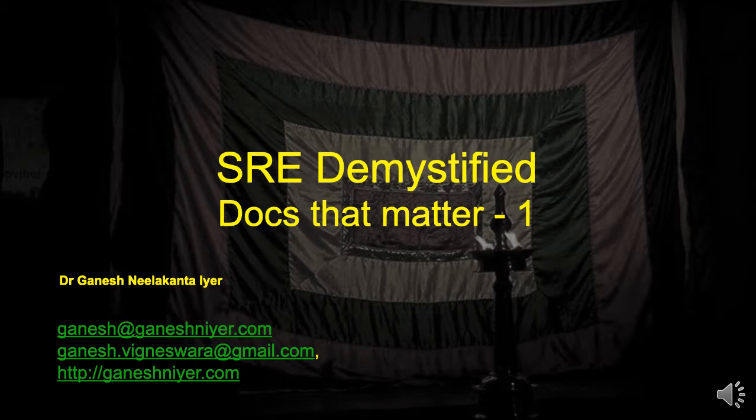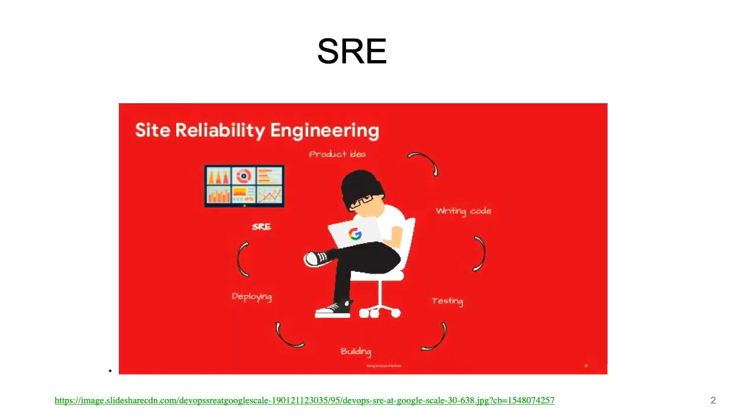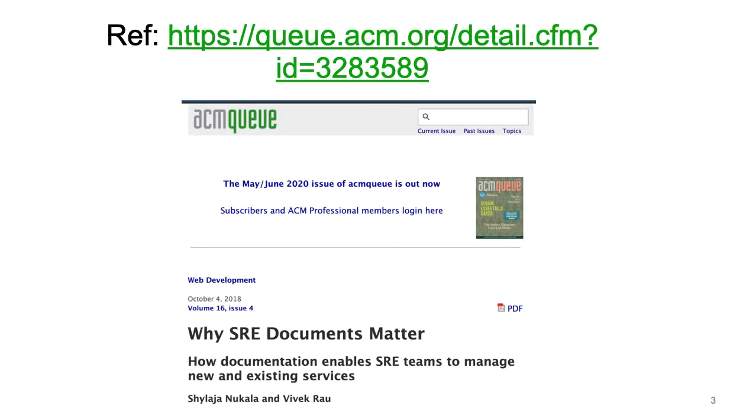In this small video, I'm going to briefly explain various documents, templates or user guides that matter for an SRE. And this is the first of two series, so there will be one more video on docs that matter. This is the ACM document that I have taken as a reference for preparing this material. The document is written by employees of Google who explain various types of documents that matter.